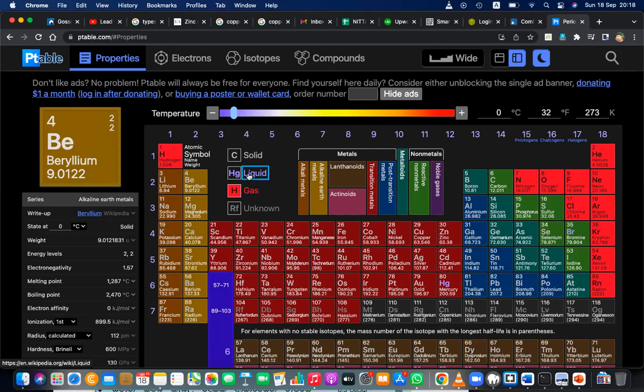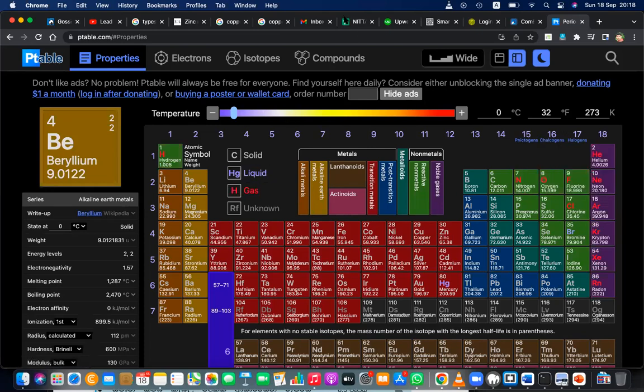Then for the liquid state, basically think about the temperature also, right? This is the temperature. This is 0 Celsius. But in the room, what is the room temperature? Normally, what is considered as the room temperature?